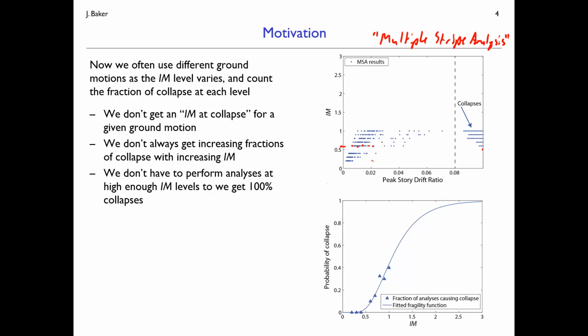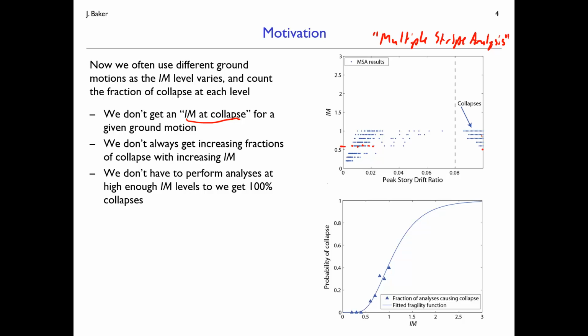So that has a couple of implications. I don't have an IM at collapse for every ground motion. I might use a ground motion only one time at a single IM level, and it either caused a collapse or it didn't. So the data that I'm getting is fundamentally different. I might not get increasing fractions of collapse with increasing IM, although I think my real structure has an increasing likelihood of collapse with increasing IM, because I'm using finite numbers of ground motions and potentially using different ground motions at each level. That may not be 100% of the time the case.